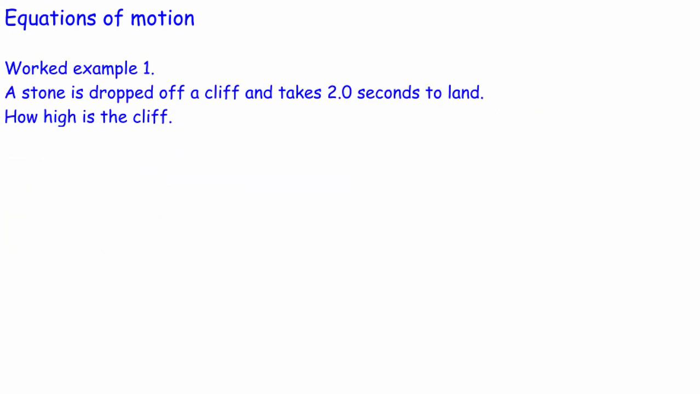So let's have a look how we do this. This is a very simple example. We've got a stone and someone's holding it and then it's dropped off a cliff and it takes exactly 2 seconds to land. We want to know how high the cliff is. So what we've got is this situation here. This stone starts off here and it takes 2 seconds to hit the floor.